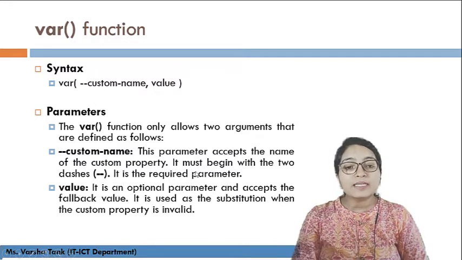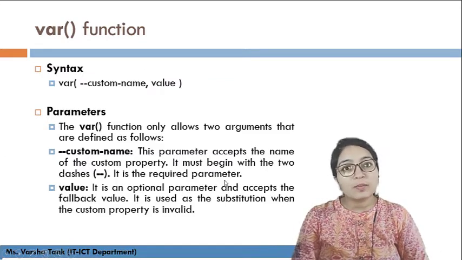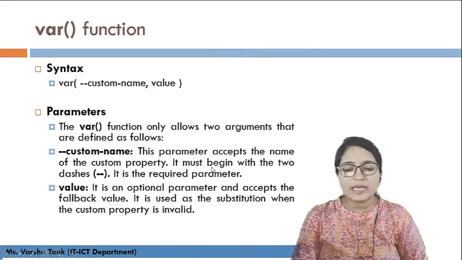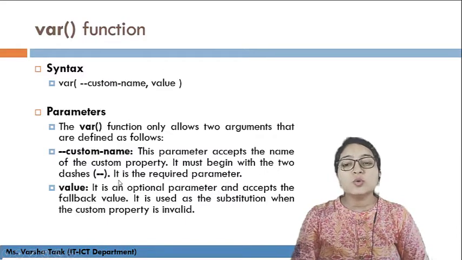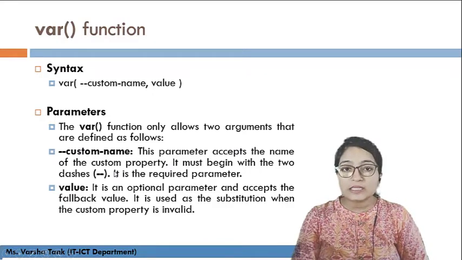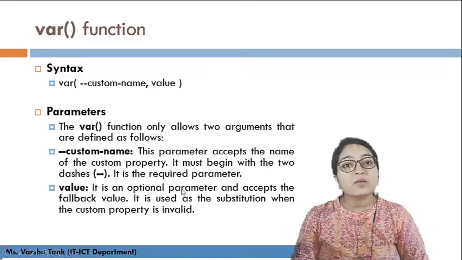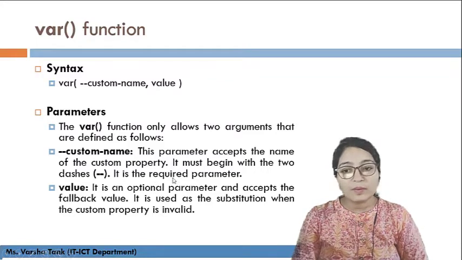This parameter accepts the name of the custom property. Okay, so it is the name of the custom property. It is a user defined name. You can define any name. It must begin with the two dashes and it is the required parameter. Always, whenever we define a CSS variable, it always starts with the double dash. And it is the required parameter.